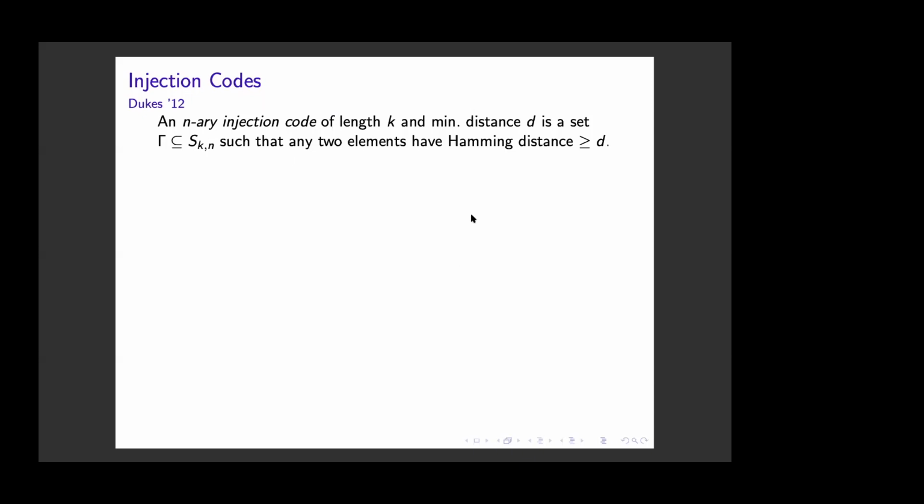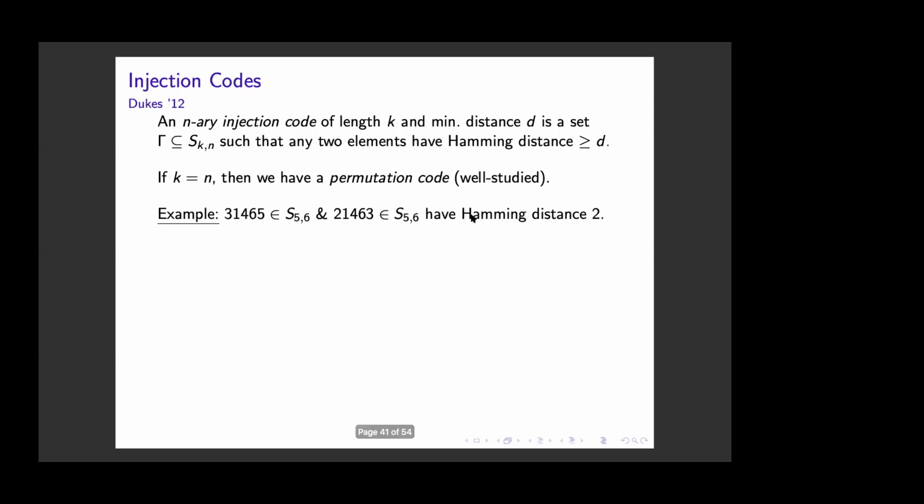Okay, so what do we mean by Hamming distance? Well, it's kind of what you would expect. First I should say that in the case where K equals N, we have permutation codes. These are well-studied objects in coding theory, and they have some interesting applications to power line design and so forth. Here's an example. By Hamming distance, we just mean we're thinking of these injections as coordinates with numbers. And so these two injections have Hamming distance two, because they agree everywhere but the first and last coordinates.